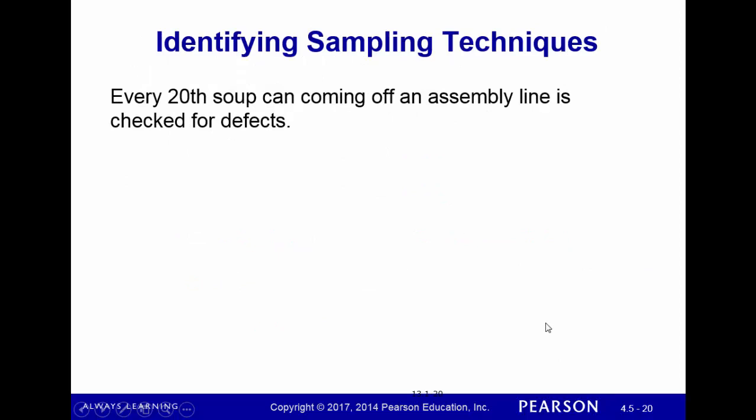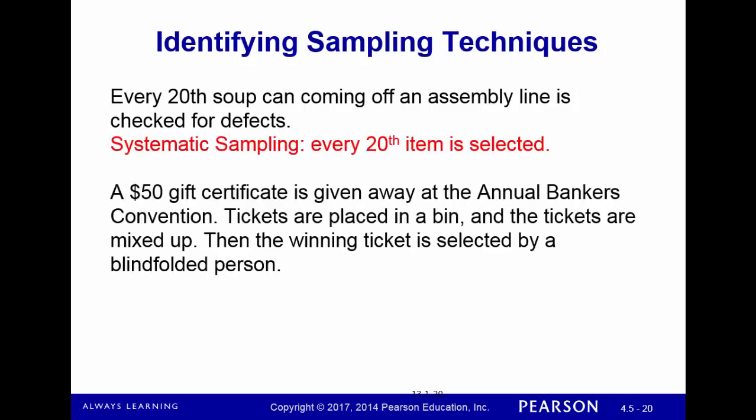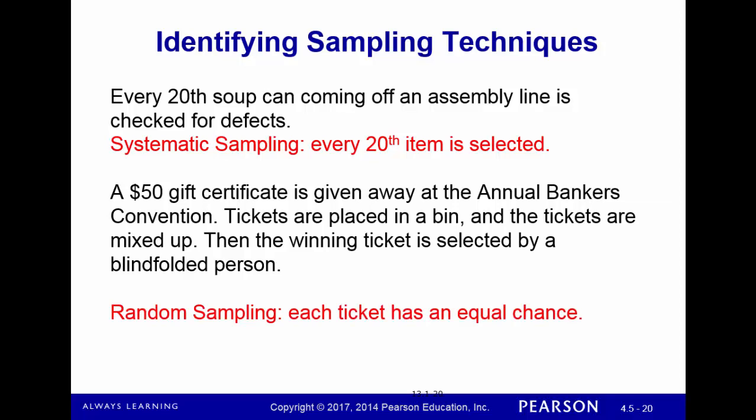And finally, let's end up with some identifying sampling methods. Every 20th soup can coming off an assembly line is checked for defects. That would be systematic sampling. A $50 gift certificate is given away at the annual bankers convention. Tickets are placed in a bin and the tickets are mixed up. Then the winning ticket is selected by a blindfolded person. This would be a simple random sample. Every ticket is equally likely to win.